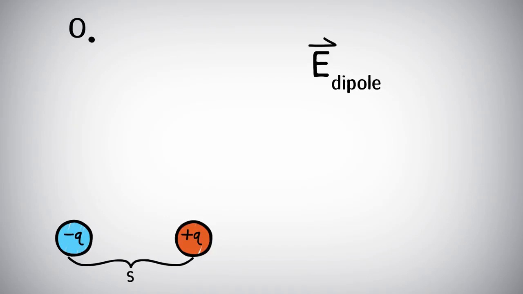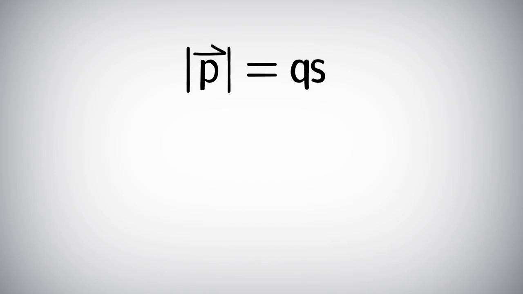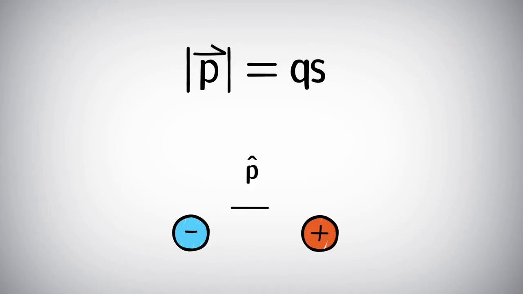We found one way to express the E field of the dipole as follows, where the vectors r plus and r minus are, respectively, the relative position vectors that point to the location O from the point charges plus q and minus q. We also talked about the vector dipole moment P, which has a magnitude equal to the product q times s, and a unit vector, p hat, which is a vector of length 1 that points from the negative charge to the positive charge.